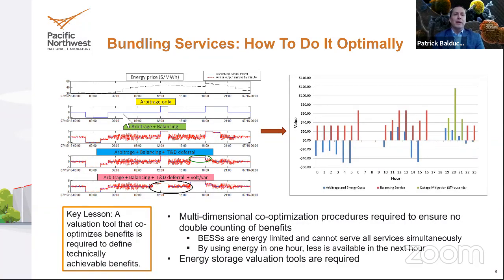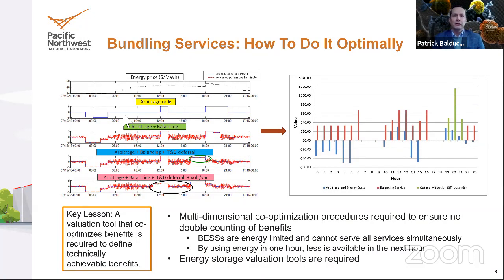When you add in balancing or frequency regulation, there is a deviation from that arbitrage signal to take advantage of the higher values associated with regulation. And then in the third or fourth panel, we layer in T&D deferral opportunities, and the last panel is the all-in, including volt-var control. As you layer in one benefit stream after another, it deviates from that first panel providing arbitrage only, and is a much more complex system.